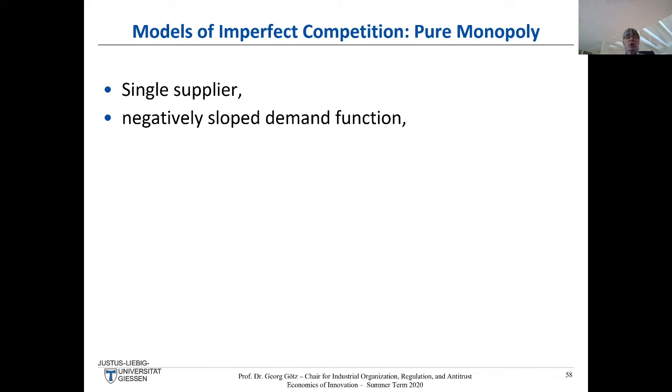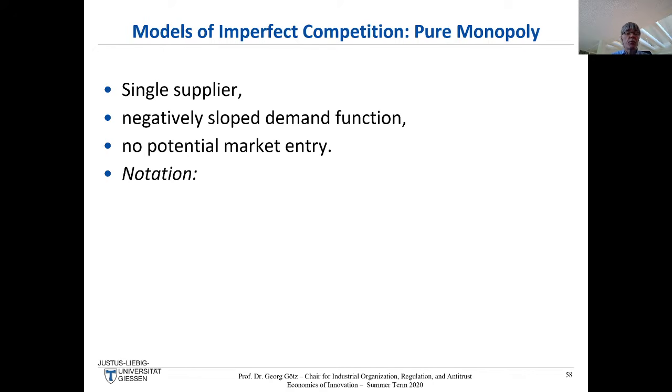Of course, the most pure model of imperfect competition is a pure monopoly, where we have a single supplier not facing any threat of entry. So entry is, for instance, legally or for some other reason banned. This monopolist faces a negatively sloped demand curve, and as I told you already, no potential market entry.